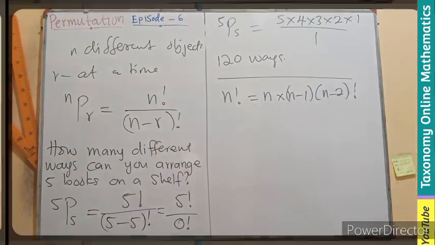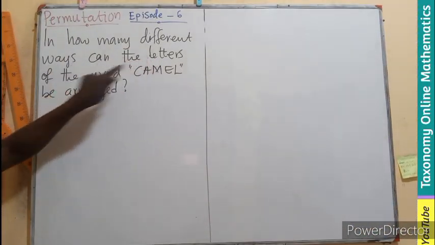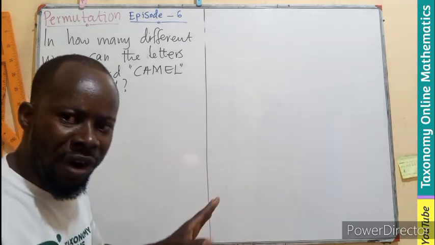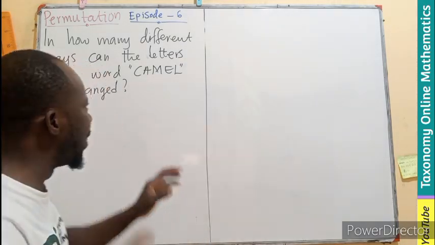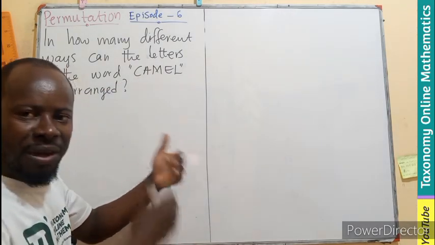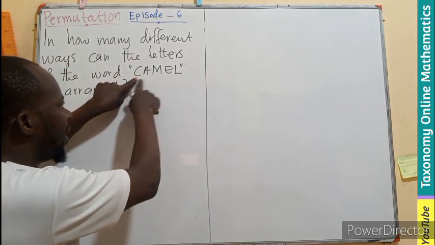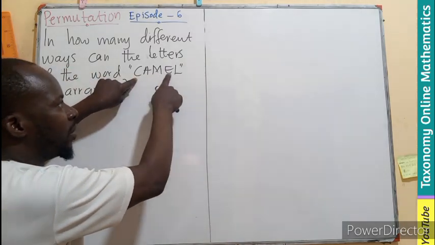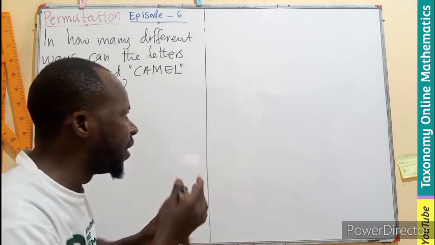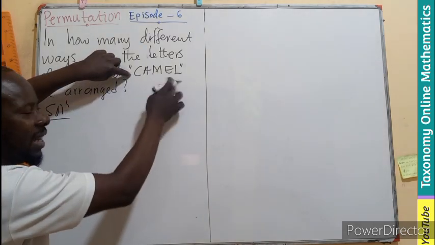Now, let's pick another example. Look at this. In how many different ways can the letters of the word camel be arranged? Here also, no restriction. So how are we going to arrange it? We are having 1, 2, 3, 4, 5, 5 different letters which we are going to arrange, each time taking 5. So it could be C-L-A-M-E or E-M-A-C-L. 5 of them. So this simply means that I am having 5 different letters to pick.